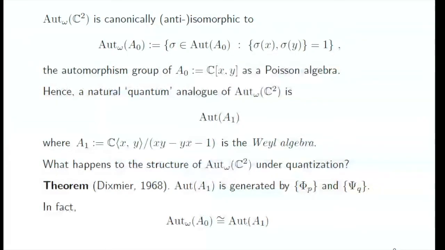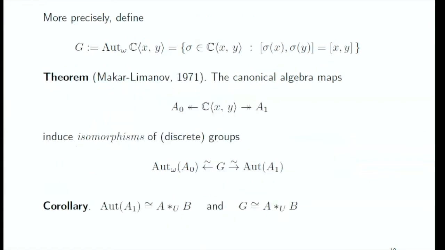Let me say a bit more precisely how this isomorphism really can be constructed. And this is, again, quite a well-known result due to Makar-Limanov. So we introduce a third group, which is a group of automorphisms of the free algebra on two variables x and y, satisfying this relation where the bracket is just the usual commutator. So we take all automorphisms of the free algebra of rank 2 satisfying this condition. So this is sort of non-commutative Poisson automorphisms. Then there are canonical projections onto the Weyl algebra and onto the polynomials in two variables. And what Makar-Limanov showed is that these two projections induce isomorphisms like this.